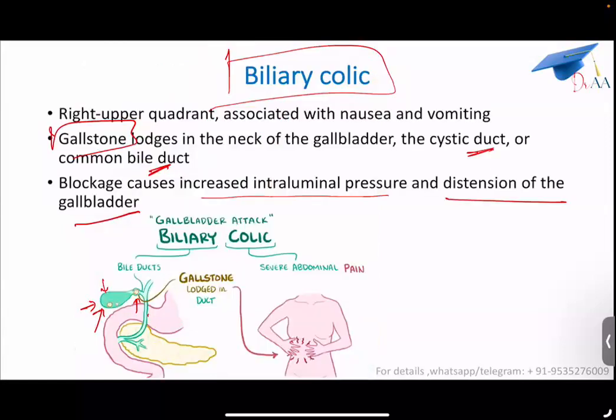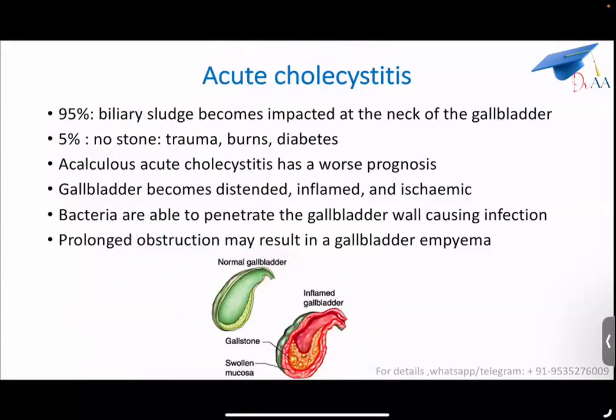So biliary colic is just the pain this patient is having. If you remove the gallbladder completely, the pain will go away. If they are very symptomatic and the pain is recurrent and troubling them, then we might do a surgery. Otherwise, we tend to avoid surgery.